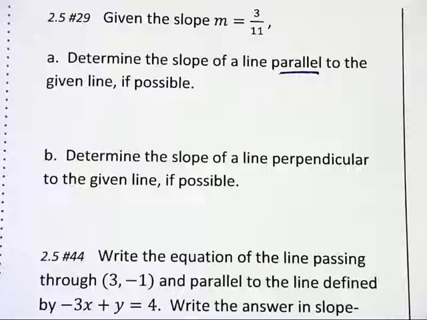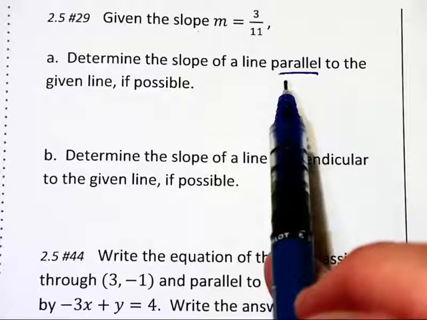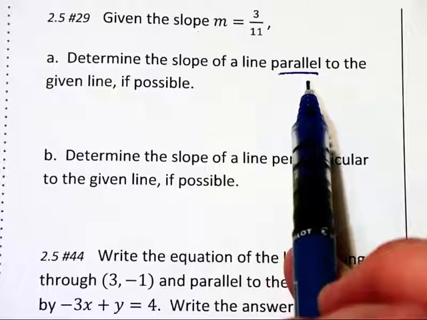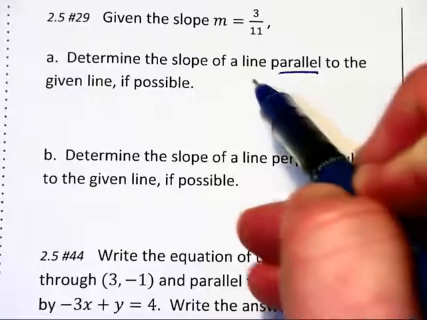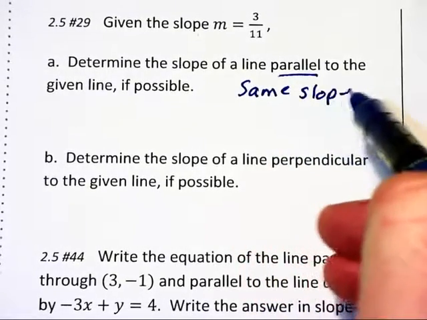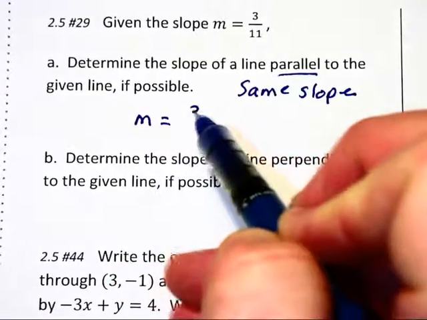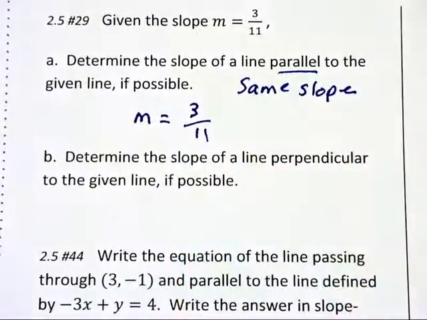We are given a slope of 3/11, and we want to determine the slope of a line parallel to the given line. Parallel lines have the same slope. They rise and run together. Therefore, the slope we're looking for will also be 3/11.